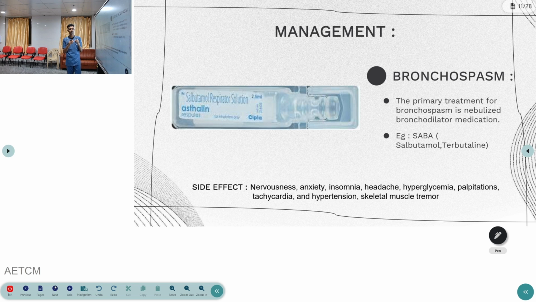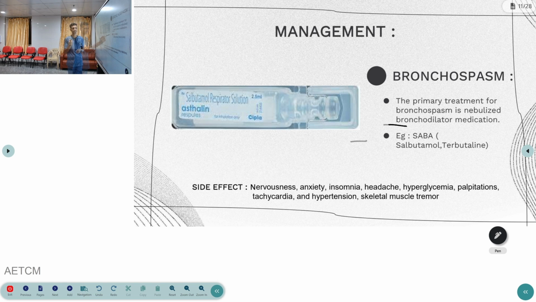So we have to dilate the bronchus. There is a contraction, so we have to release the contraction. That is why we give a bronchodilator. Normally in respiratory emergencies we manage mainly with nebulization. That is the easiest route and more effective than IV or oral, whichever route. So we are focusing on the nebulized bronchodilator.